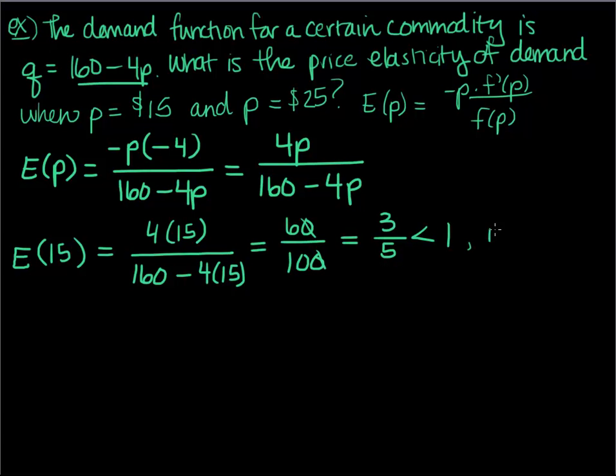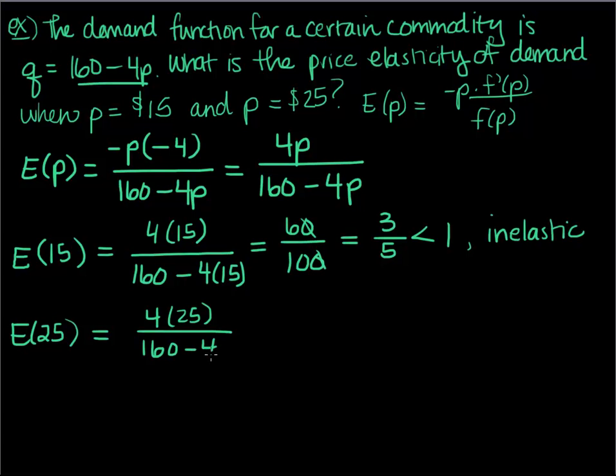So what do we know? Inelastic. And we'll talk about what that means here in 1 minute. And then what is E of 25? E of 25 would be 4 times 25. That's 100 last time I checked. 160 minus 4 times 25.